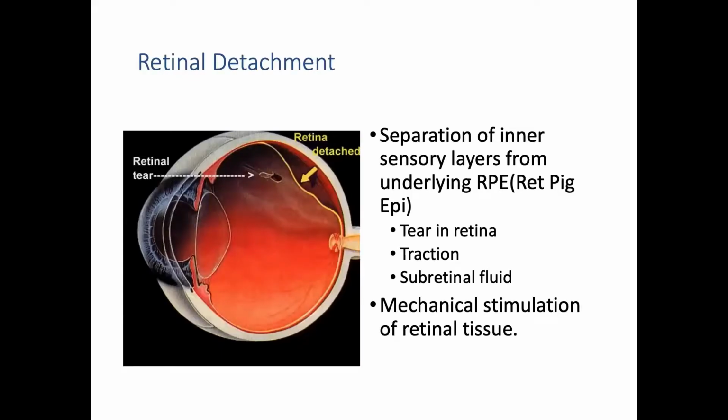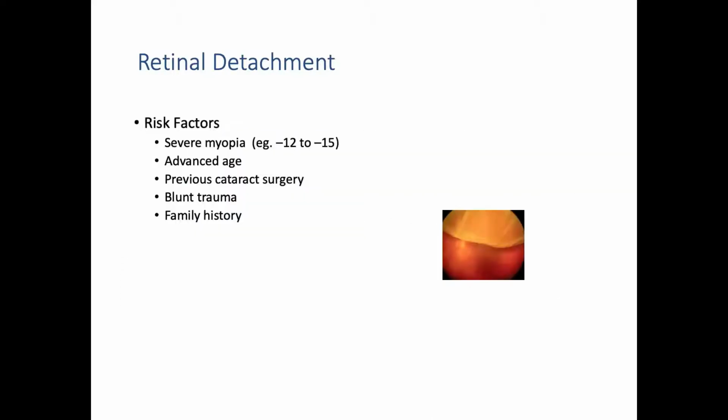So what is retinal detachment? It's separation of the inner sensory layers from the RPE, which is the retinal pigmented epithelium. You get a tear in the retina, retraction on subretinal fluid, and you get a mechanical stimulation of retinal tissue. So risk factors: severe myopia, short-sightedness, advanced age, previous cataract surgery, blunt trauma, or family history.